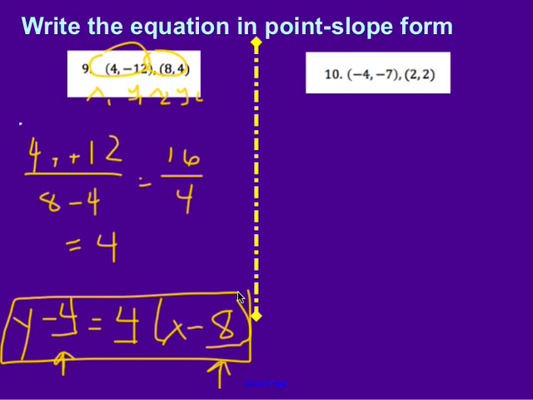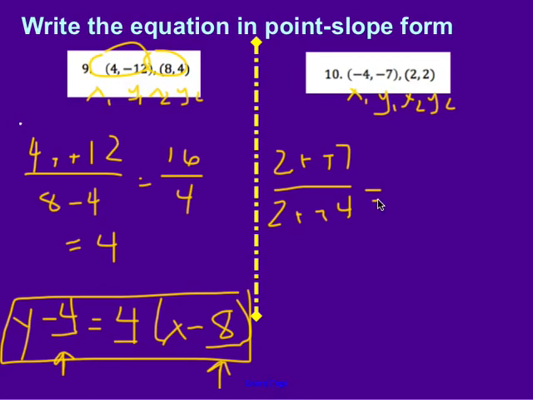Now let's take a look at number 10. Again, let's label it out. x1, y1, x2, y2. So then I'm going to do y2 minus y1. Now remember that's going to become plus a positive whenever you subtract a negative. And then x2 minus x1, again, that's going to become plus a positive.